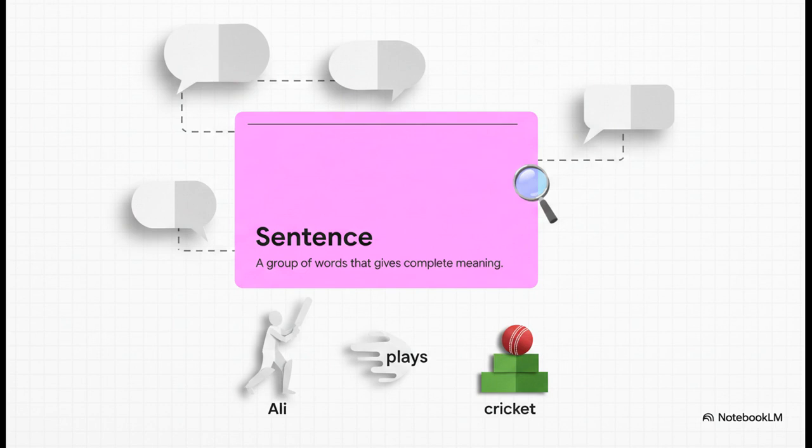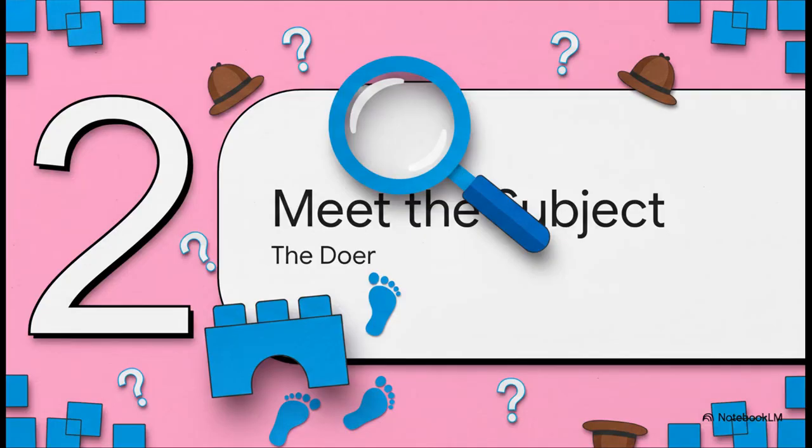If I walk up to you and just say, Ali, cricket, plays, your brain has to work way too hard to figure that out, right? But Ali plays cricket instantly makes sense. Every meaningful sentence needs this underlying structure, and our core formula relies on three main characters to bring that complete meaning to life.